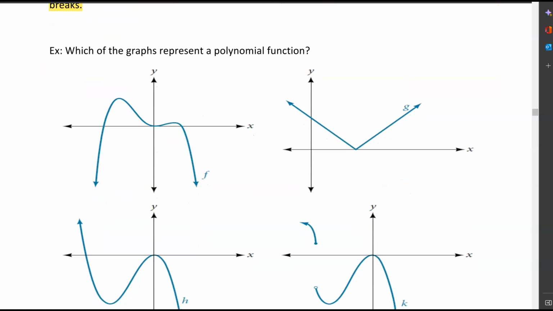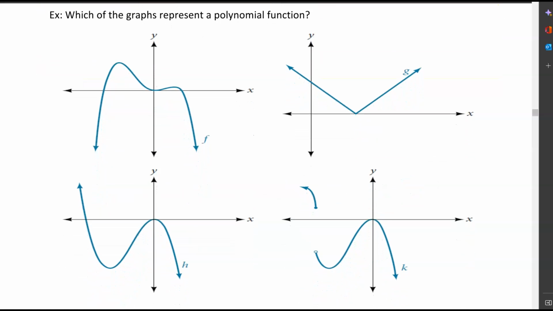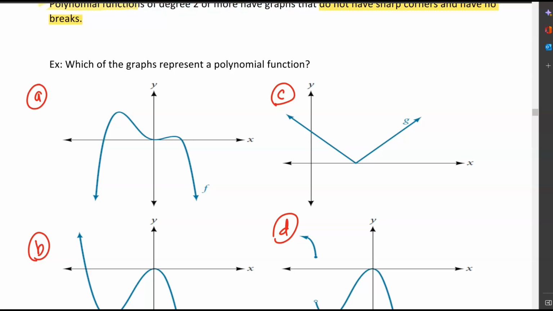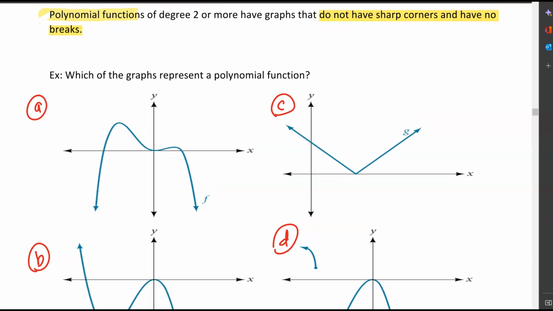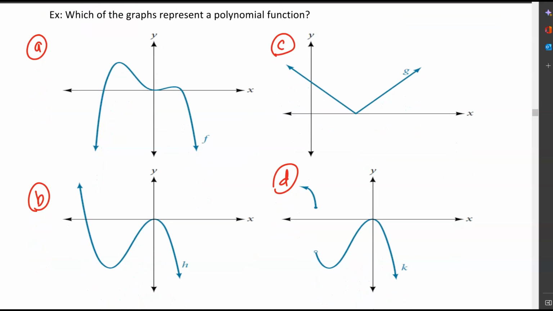So here, which of the following graphs represents a polynomial function? Let's label these A, B, C, and D. Of these graphs, remember, we're going to come back to this definition: do not have sharp corners and do not have any breaks. So for graph A, we can see that this doesn't have any sharp corners or any breaks, so this is a polynomial graph. Right?